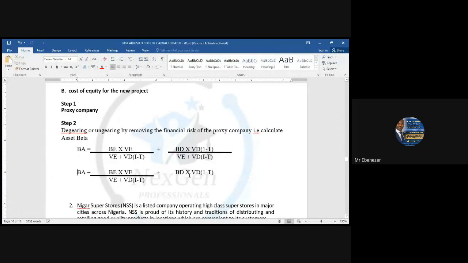I think by next week, we should start investment appraisal. Yes, investment appraisal. That will be next week.